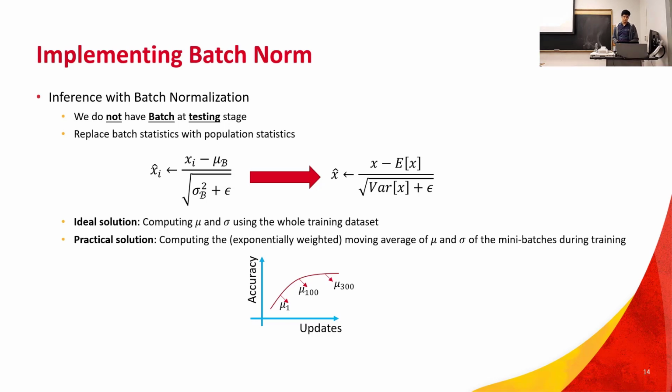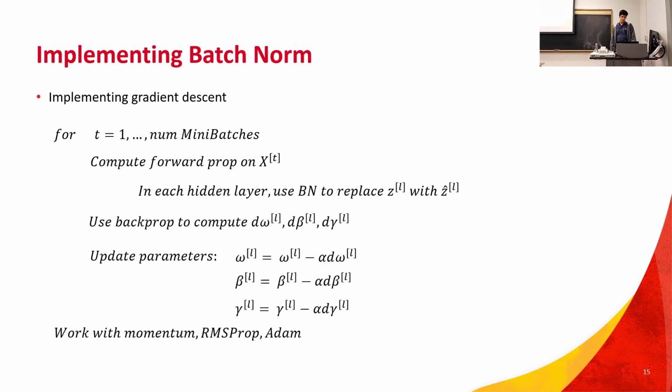The practical solution is to compute the exponentially weighted moving average of mu and sigma, the variance of the mini batches during training. I brought this figure. When we are doing that, the accuracy of mu is going to increase as we update the mu's. I put the algorithm this way because it's easier to understand. There was an algorithm that was a little bit complicated, but it's not that complicated. I just brought it like this to make it simpler.